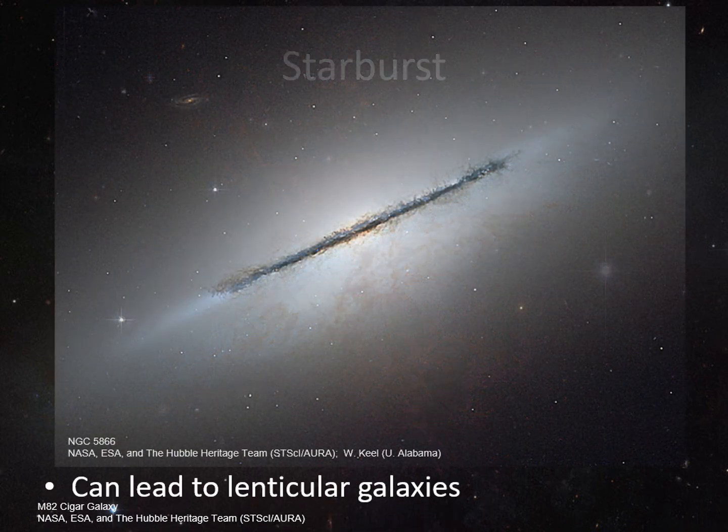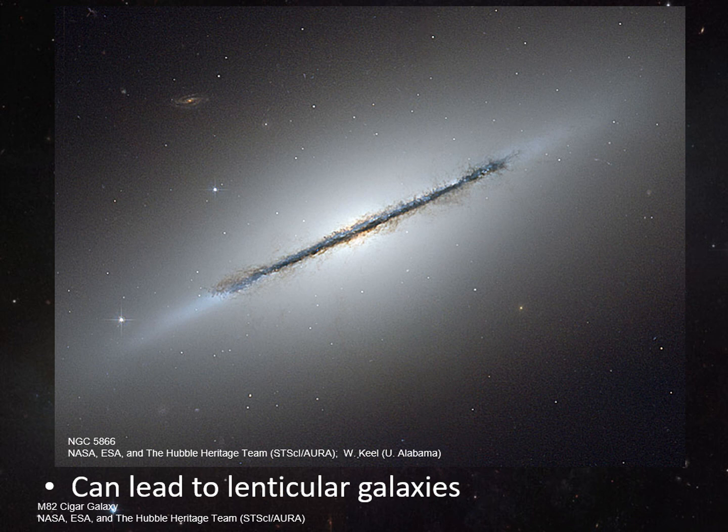Lenticular galaxies may be the end result of the starburst process in a spiral galaxy. Remember that lenticular galaxies have a disk with little or no gas and no current star formation. That's what we would expect if most of the gas was used up in a starburst event.